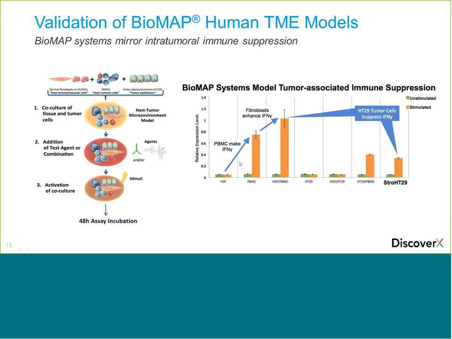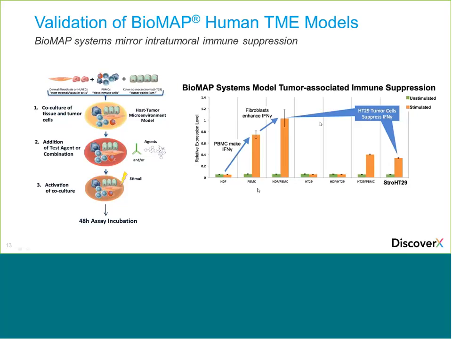So in the graph here, we are looking at on the y-axis the relative expression levels of interferon gamma. On the x-axis here, we are looking at various different conditions or co-culture systems or monocultures that we've utilized to test this. And in the green is the unstimulated condition. Again, as I mentioned, we stimulate these systems via the T cell receptor to create an inflamed environment. And in the orange, we are looking at the stimulated system so as to recreate this inflamed environment.